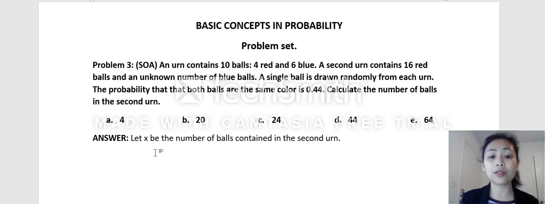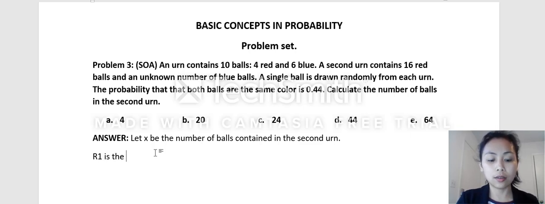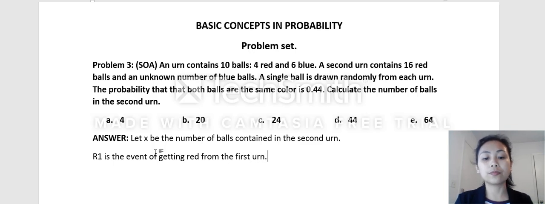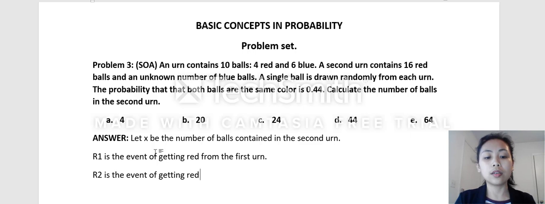So here, we can either have the same color red or the same color blue, right? So first, what is the probability that we have red? Let's say R1 is the event of getting red from the first urn. R2 is the event of getting red from the second urn.